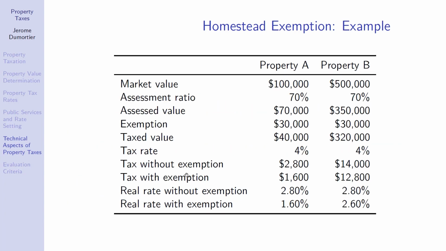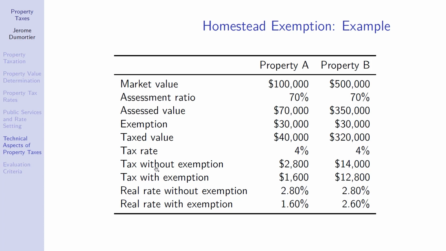Now here we have an example of how this would actually work. So imagine you have 2 properties. The first one is valued at $100,000 and the second one is valued at $500,000. We have the assessment ratio, and we also have the assessed value, which would give us the assessed values of $70,000 and $350,000. So we have the exemption, which we are not going to apply yet. When you're looking at the tax rate of 4%, then without the exemption, we would pay the 4% on the $70,000 and the 4% on the $350,000.